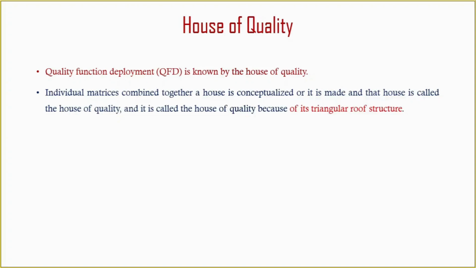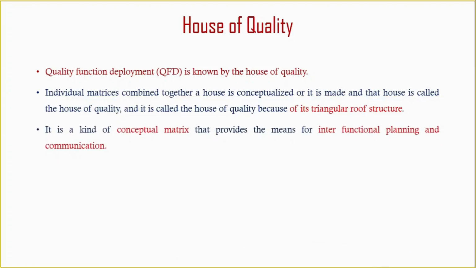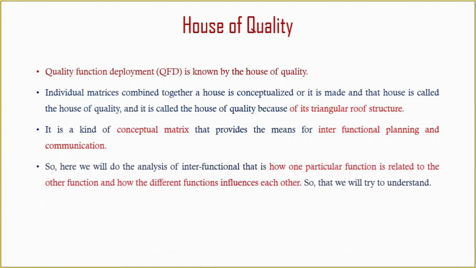Then, what is that? It is a kind of conceptual matrix that provides the means for interfunctional planning and communication. What does it mean? We have different matrices, and they are all related with each other. We are going to see how that interfunctional planning and communication happens in the house of quality. Here we will analyze how one particular function is related to the other function and how the different functions influence each other, so that we can understand.